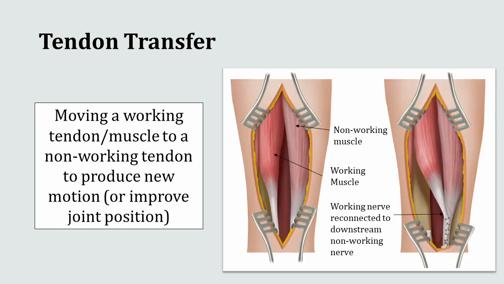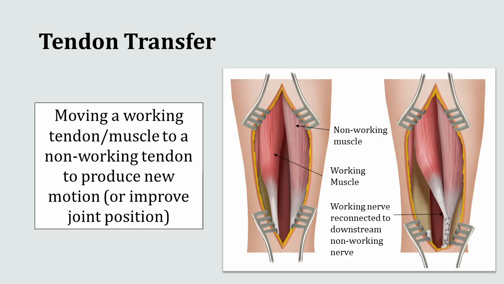So tendon transfer, it is what it sounds like. It's moving a working tendon or muscle to a non-working tendon and muscle to produce new motion or to stabilize a joint. And so in this figure here on the left, I show kind of a beefy, healthy pink muscle, which is the working muscle and tendon. And then just to its right is the more pale gray non-working muscle. And then you can see in the right figure that the working tendon muscle has been woven and sewn into that non-working tendon to produce new motion.